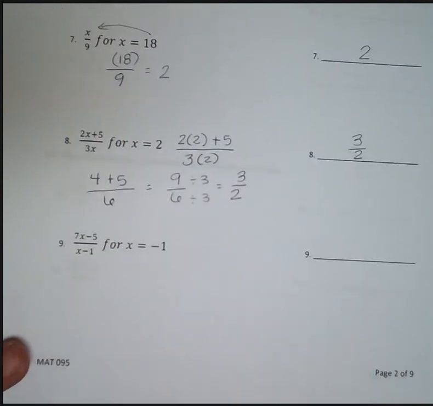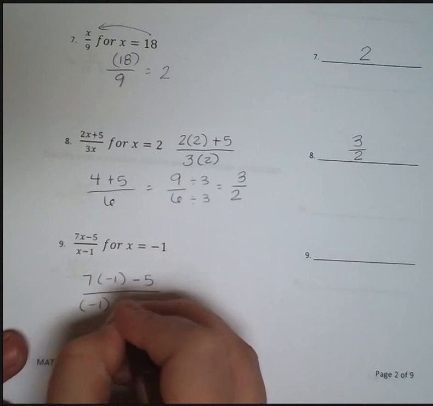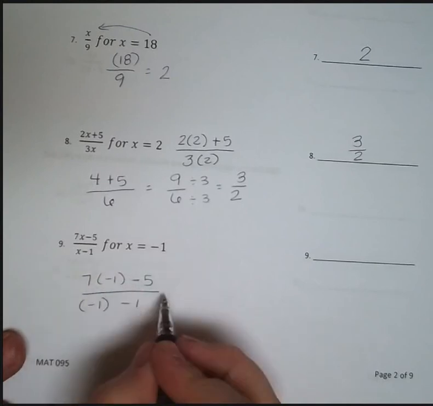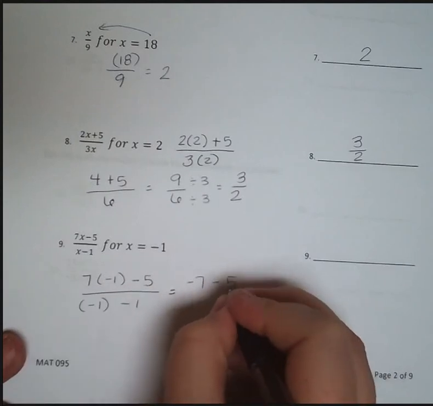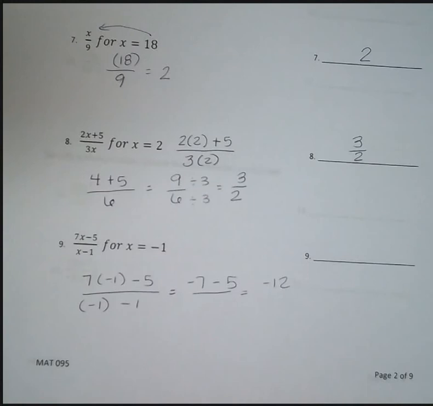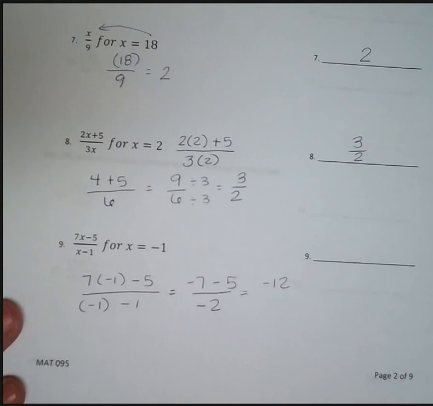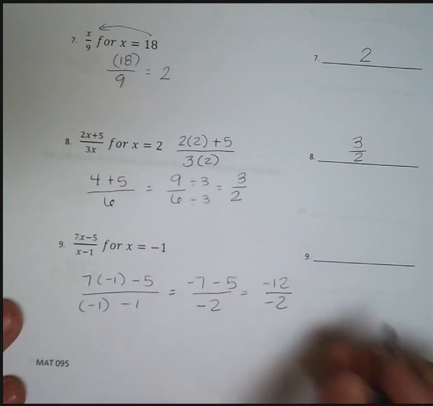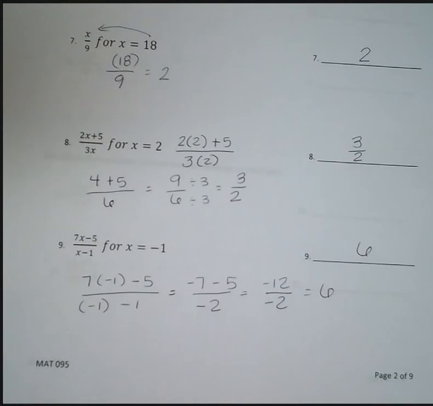Looking at problem number 9, we're going to plug a -1 in for all of our x values. So I'm going to simplify my numerator first. So 7 times -1 is -7. And then -7 minus 5 is -12. Then -1 minus 1 gives us a -2. So -12 divided by -2 is a +6. Again, do not put that as a +6 over 1.